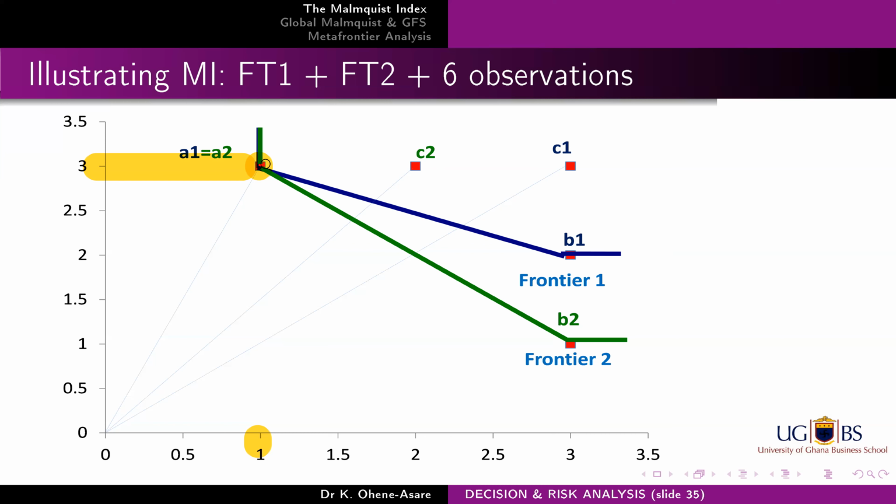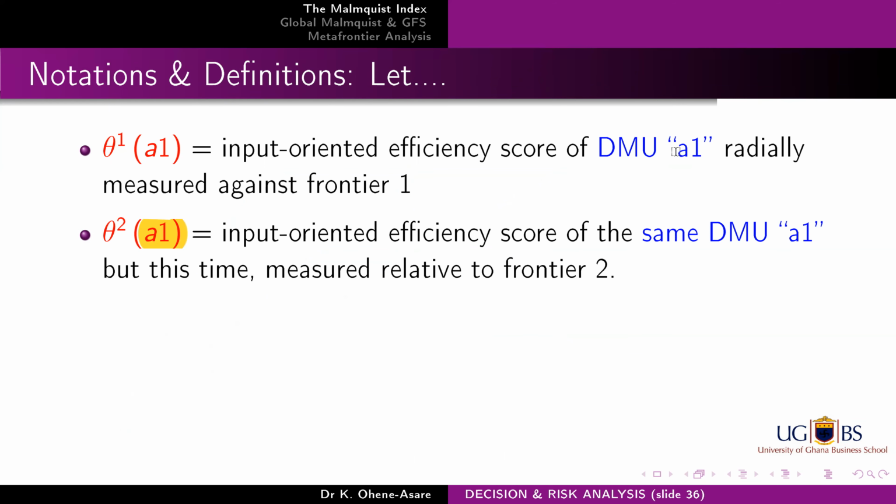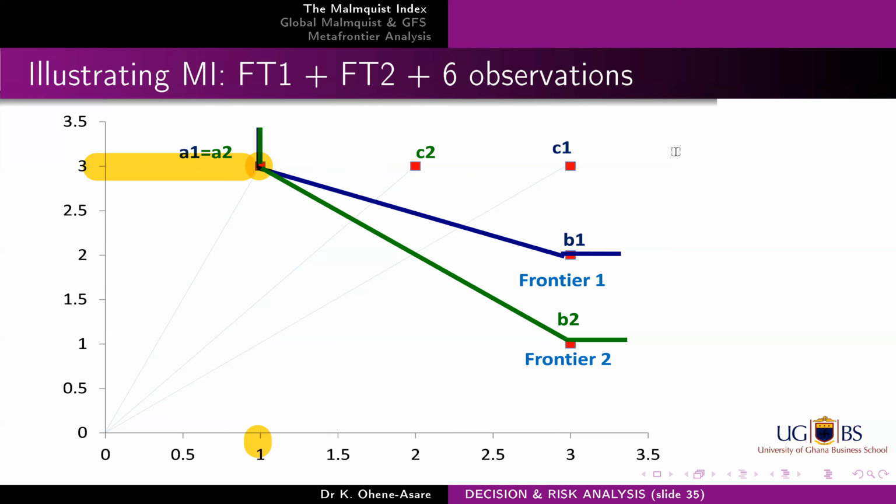I want you to calculate, and by the way, we have to identify whether we are dealing with own period or cross period. Own period or cross period. So what I'm going to do is let you calculate the own period efficiency scores. Okay, first, own period efficiency scores. I'll give you an example for you to appreciate it better.